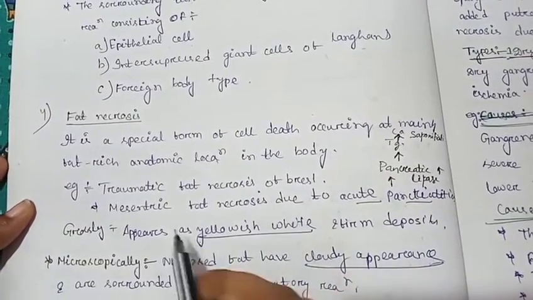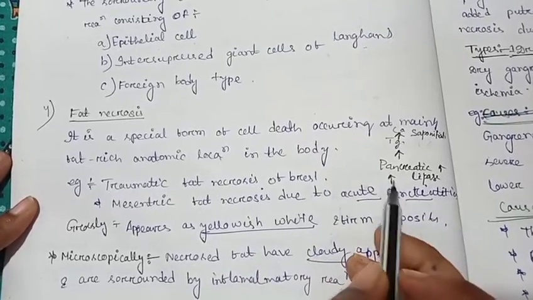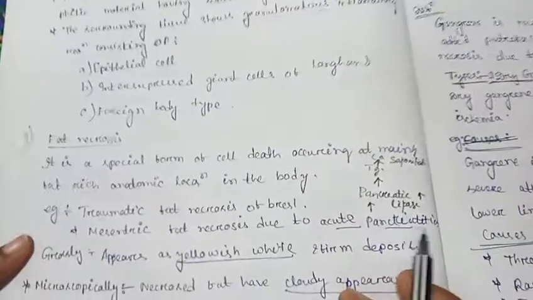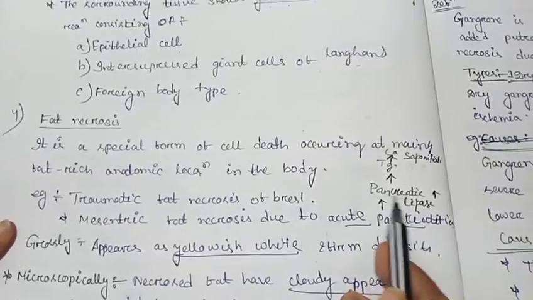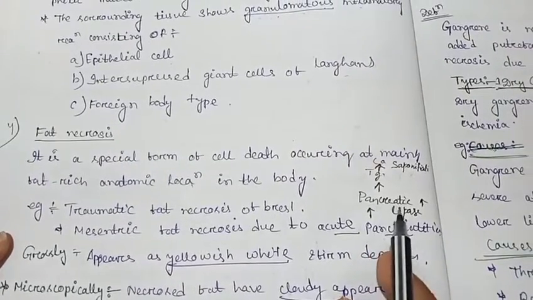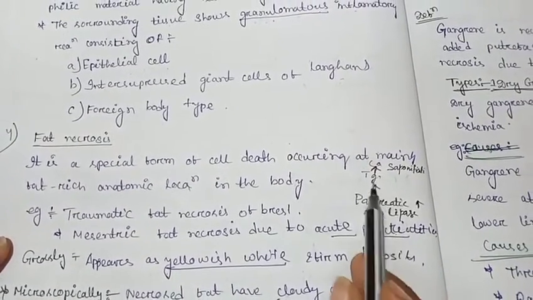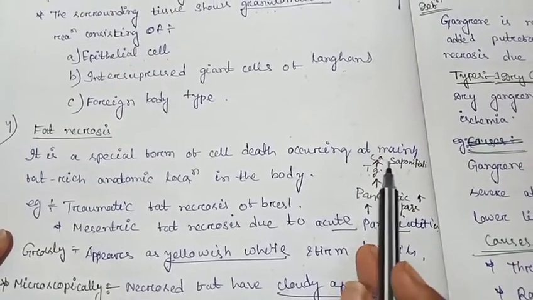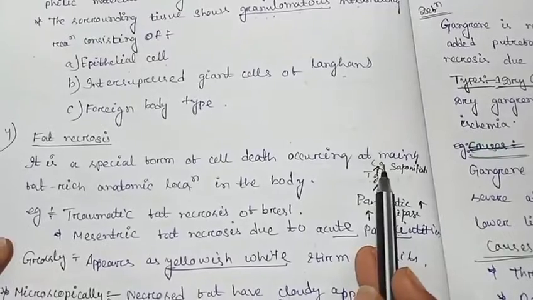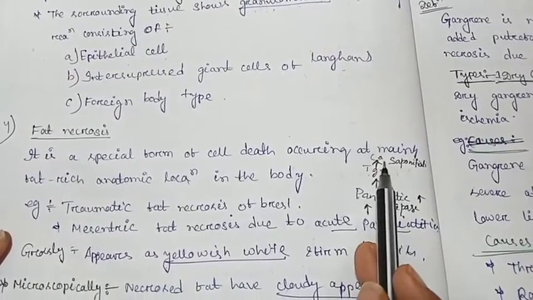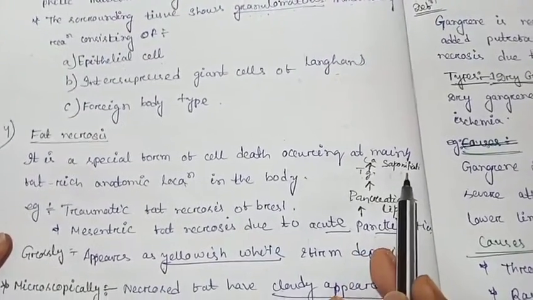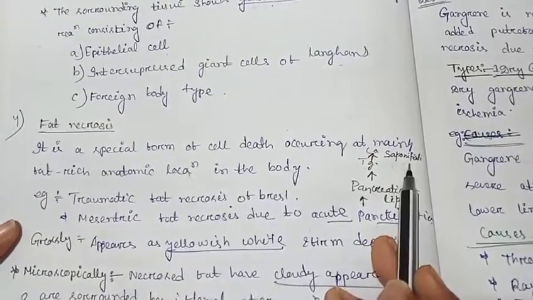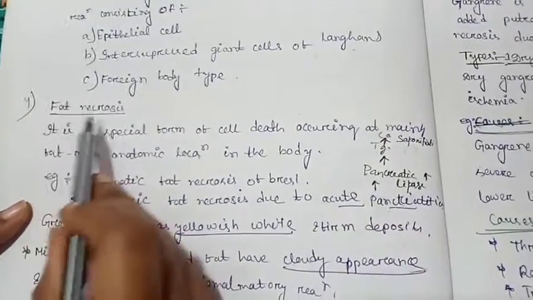So what happens in mesenteric fat necrosis? Due to acute pancreatitis, there is release of pancreatic lipases, which leads to increased triglyceride levels, which when they react with calcium lead to saponification, which is the confirmatory sign of fat necrosis.